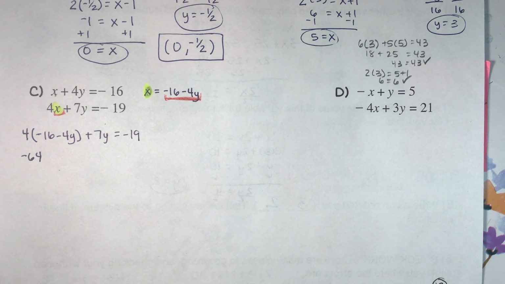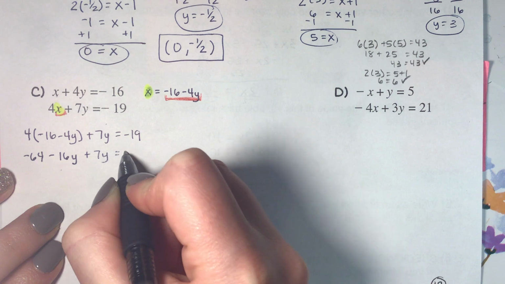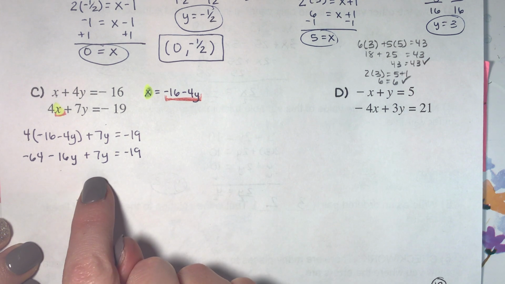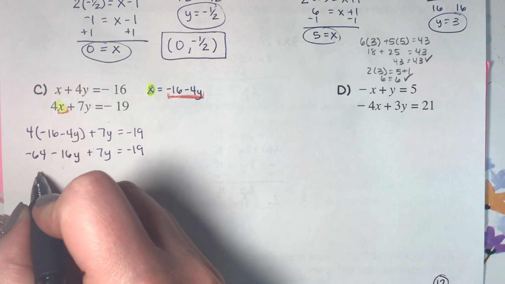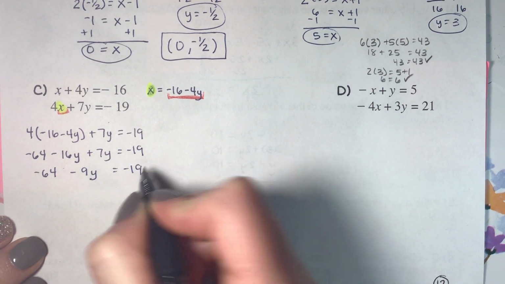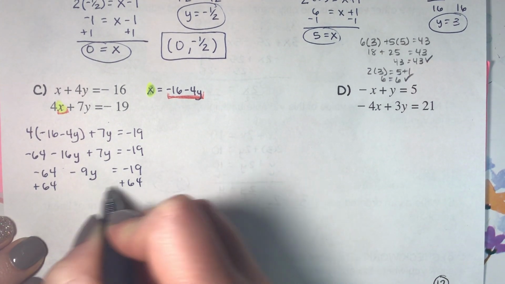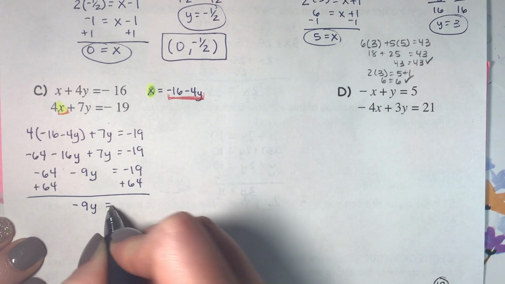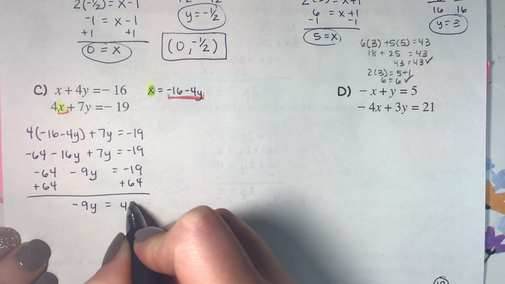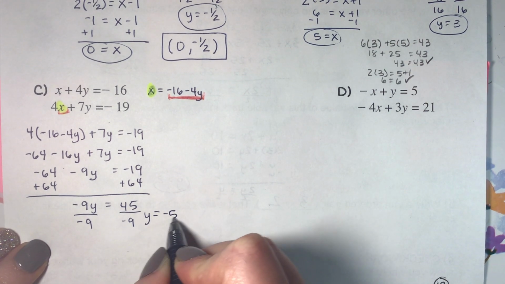And then 4 times negative 4y is negative 16y plus 7y is equal to negative 19. I have like terms on the left side of my equation, so I want to combine those. Negative 64 minus 9y is equal to negative 19. Now I'm going to add 64 to both sides. That gets me negative 9y is equal to 45. Divide by negative 9. y is going to equal negative 5.